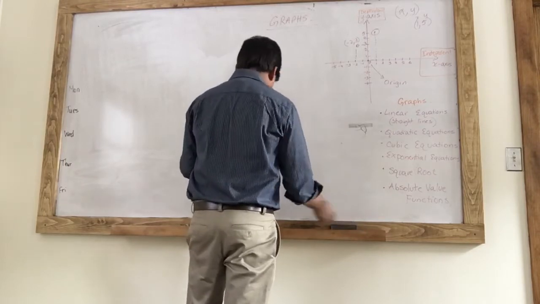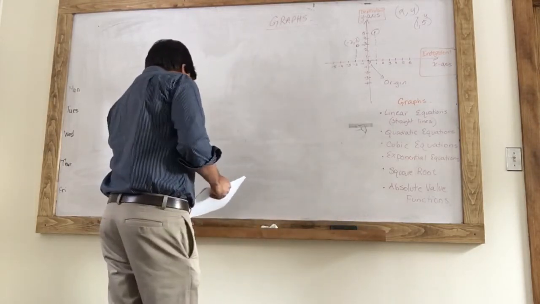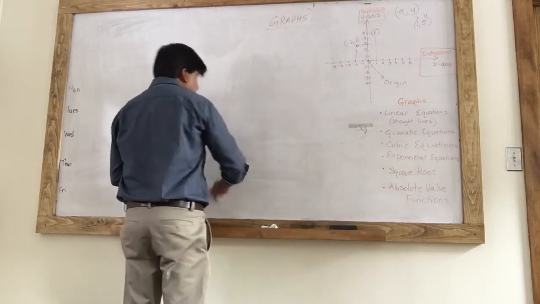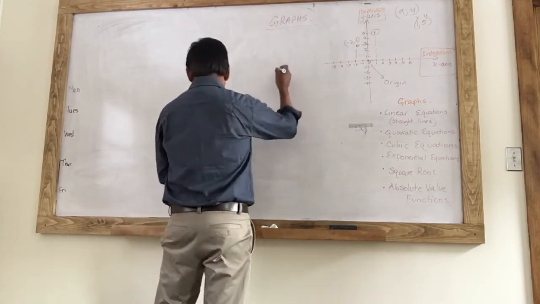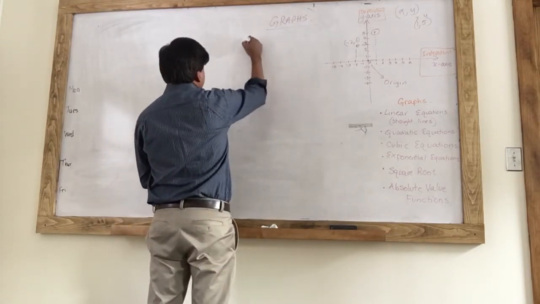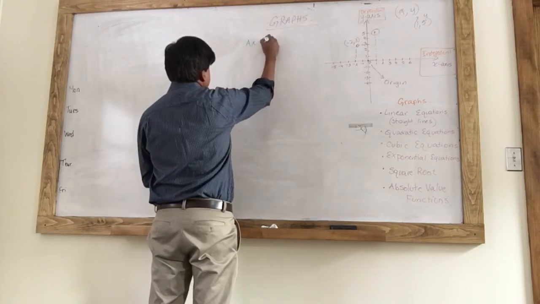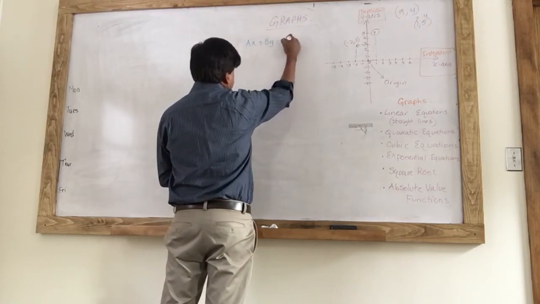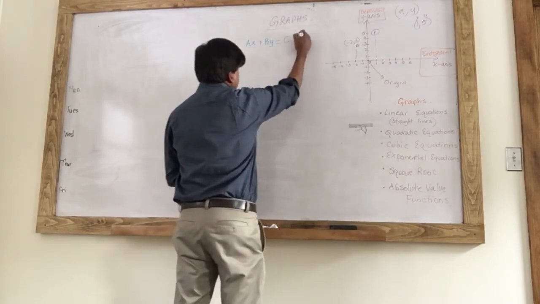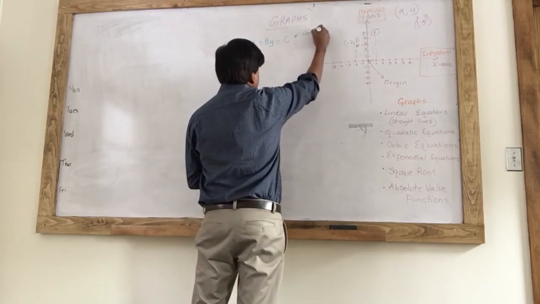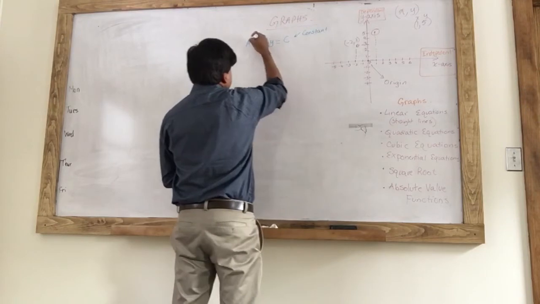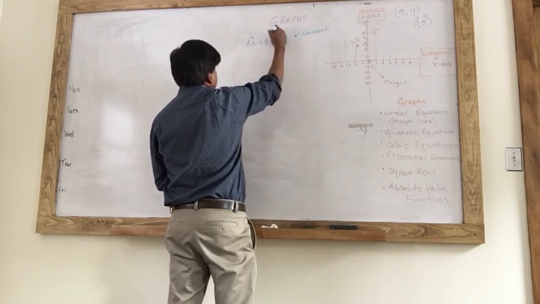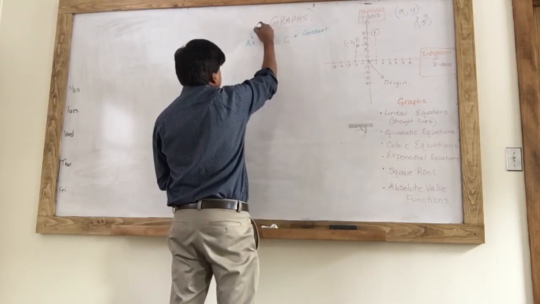All straight lines will have this form of equation: ax plus by plus c is equal to 0, or is equal to c, where c is a constant value. It can be anything. And now you've got two variables. So this is one variable and this is your other variable.